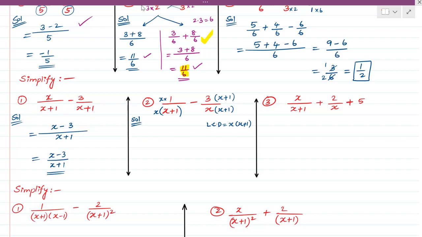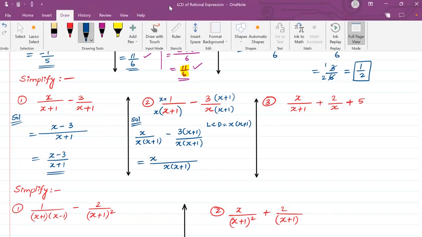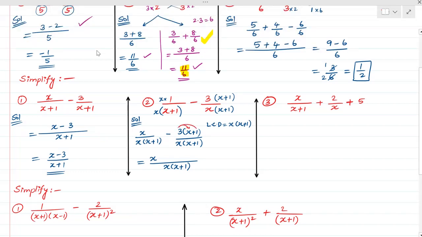Now this expression, the rational expression, becomes x over x into x plus 1 minus 3 times x plus 1 over x into x plus 1. Now if you see, there is the same denominator here, the same terms in the denominator, x into x plus 1. Here you will have x as it is, but in the second term, the minus 3, I have to multiply inside. So along with the minus 3, it becomes minus 3x minus 3.